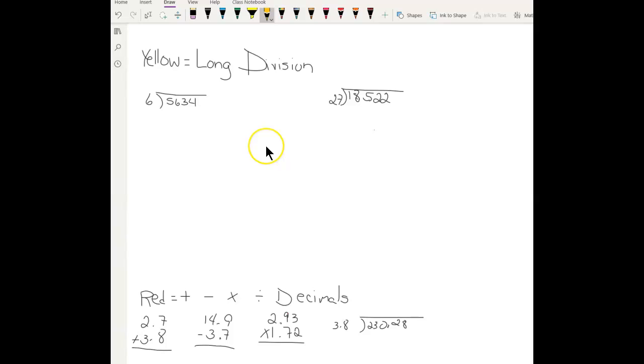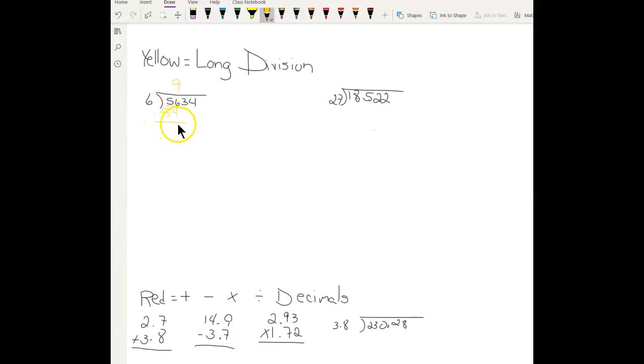Well, let me tell you, it's really not as difficult as some of you make it out to be. If you know your multiplication tables, that's the key. Like this first one is 5,634 divided by 6. If you know your 6's, you're good to go. So 6, we can't go into 5, but we can go into 56. 6 goes into 56 9 times, because 9 times 6 is 54.